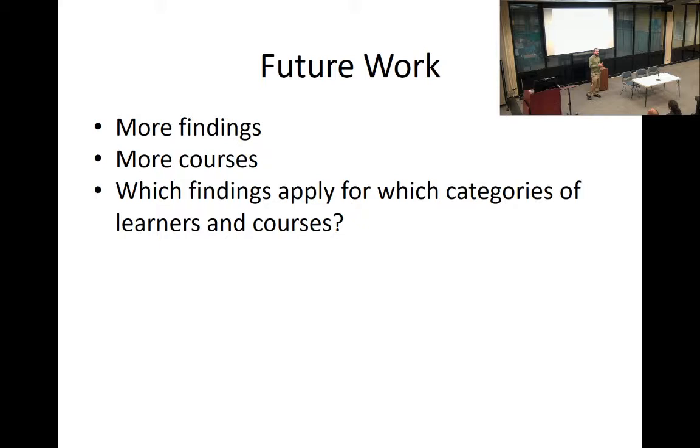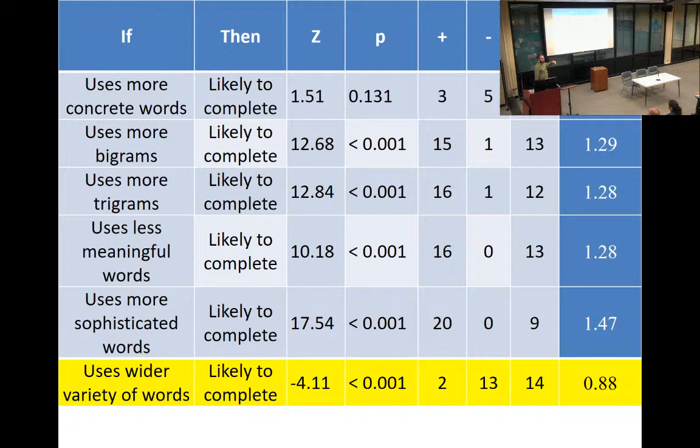Which findings apply for which categories of learners and courses? So in fact, can we figure out why using more concrete words seems to be good in some cases and bad in other cases? And I want to point out, by the way, that even though the overall finding was non-significant and mixed, in those individual 3 and 5 courses, it was a statistically significant finding, even after post hoc correction.